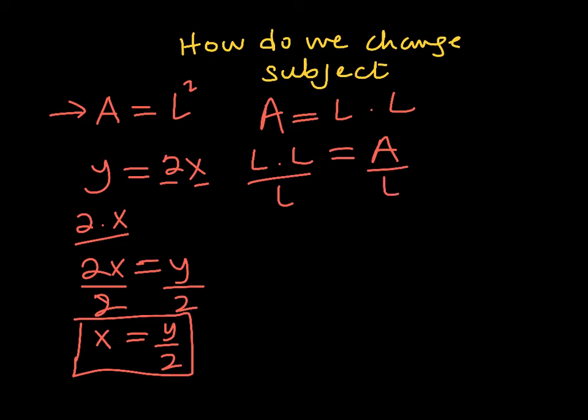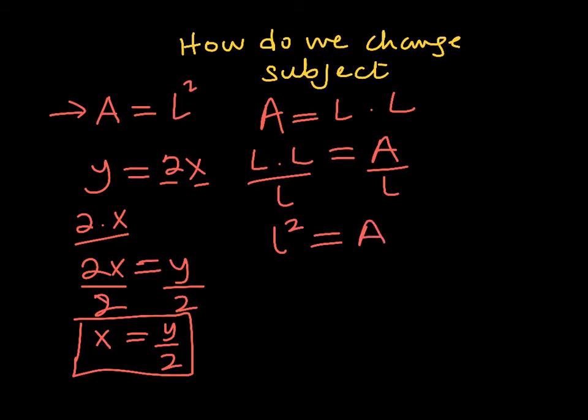Okay, but that's not what we're going to do here because this is different. So L times L is actually L squared, right? So, sorry about that. L times L is actually L squared. So we're going to say this is L squared is equal to A.